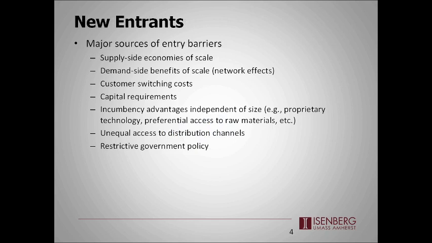And a number of factors affect the threat of new entrants. The items shown here discourage new entrants. Supply-side economies of scale, spreading out fixed costs over a bigger number of units produced. Demand-side benefits of scale, network effects due to a larger customer base, such as with eBay with online auctions. Customer switching costs, costs when customers change suppliers. Capital requirements, having to invest a large amount of capital.